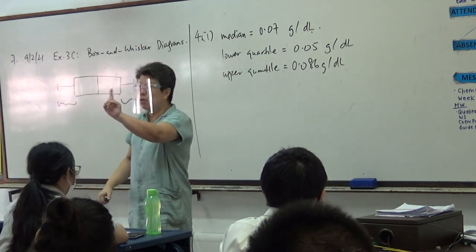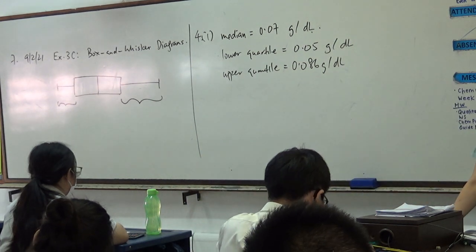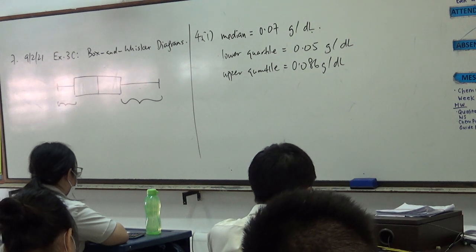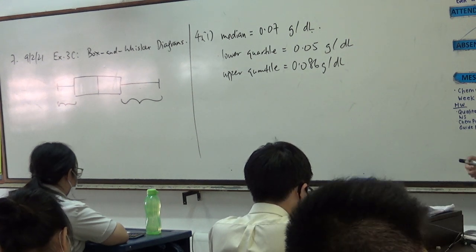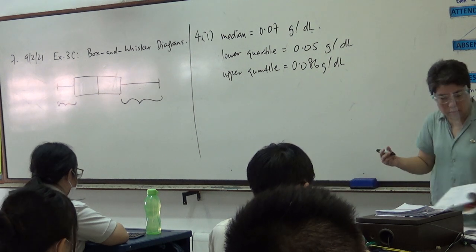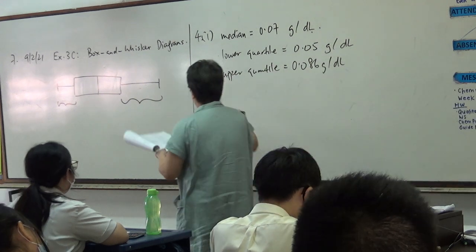Okay, but they didn't ask for the interquartile range. So look at the question again. They ask you: compare the spread of the alcohol content between the highest 25% and the lowest 25% of the drivers. Everybody okay? Do you know what the question is talking about? Yeah? So, I want you to answer this way. Number two.